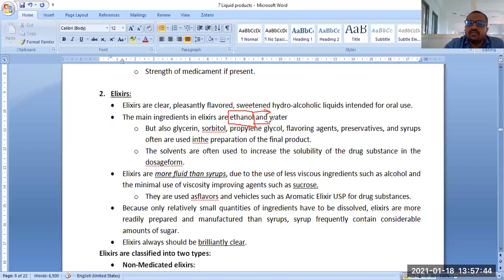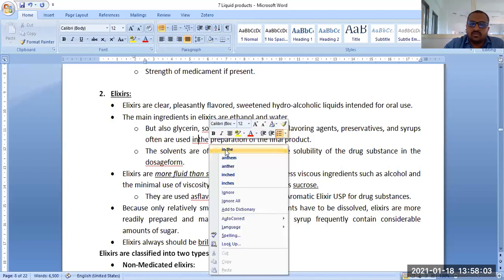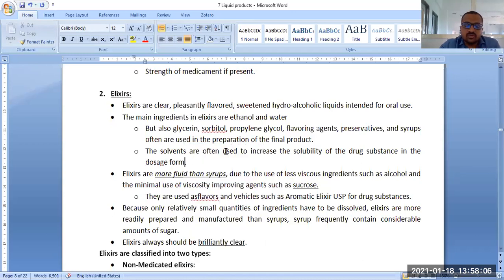Okay, so that is the advantage with the elixir. You are able to prepare a monophasic liquid preparation with low solubility of drug. अगर आपकी ड्रग की वाटर में solubility नहीं है, then you can easily prepare a monophasic liquid preparation. Okay. So these solvents are often used to increase the solubility of the drug substance in the dosage form. And elixirs are more fluid than the syrup. इसमें viscosity required नहीं है, कहीं पे भी ऐसा मेंशन नहीं है.